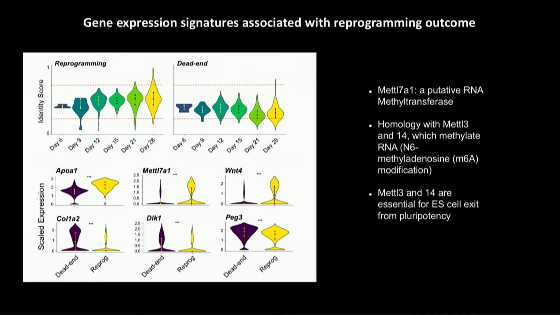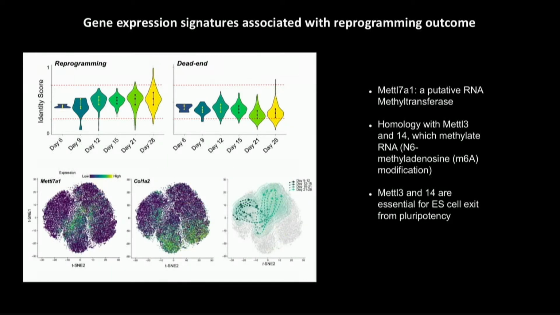On the reprogramming trajectory, we were really interested in this expression of a putative methyltransferase, Mettl7a1. There's really not been a lot appearing in the literature about this gene. It's related to Mettl3 and 14, methyltransferases that are associated with ES cell differentiation and reprogramming to pluripotency. So naturally, we're wondering what this gene is doing. And we see it's expressed around day 21 on this reprogramming trajectory. So it's transiently upregulated. We don't see this upregulation on the dead-end trajectory, where rather the cells go into this fibroblast-like state again.